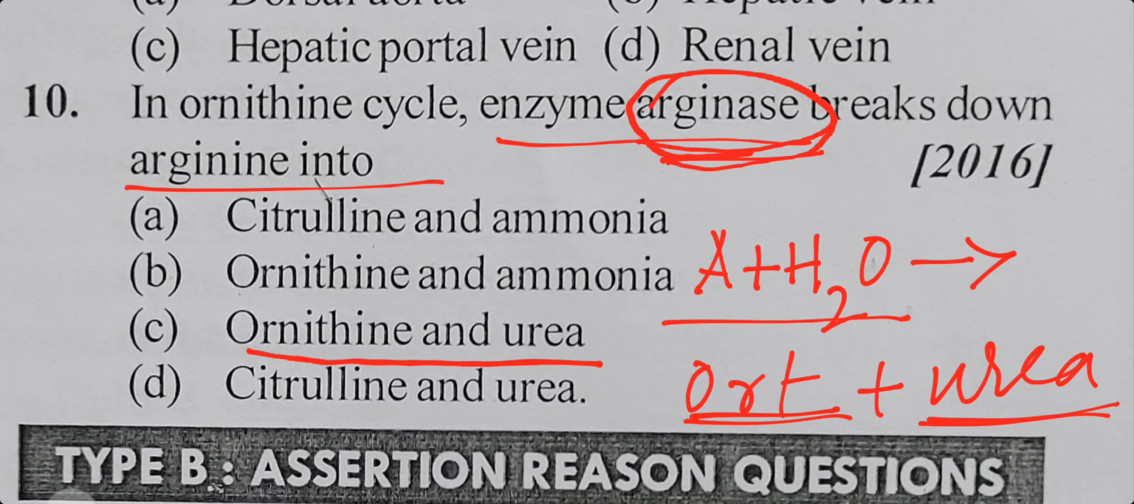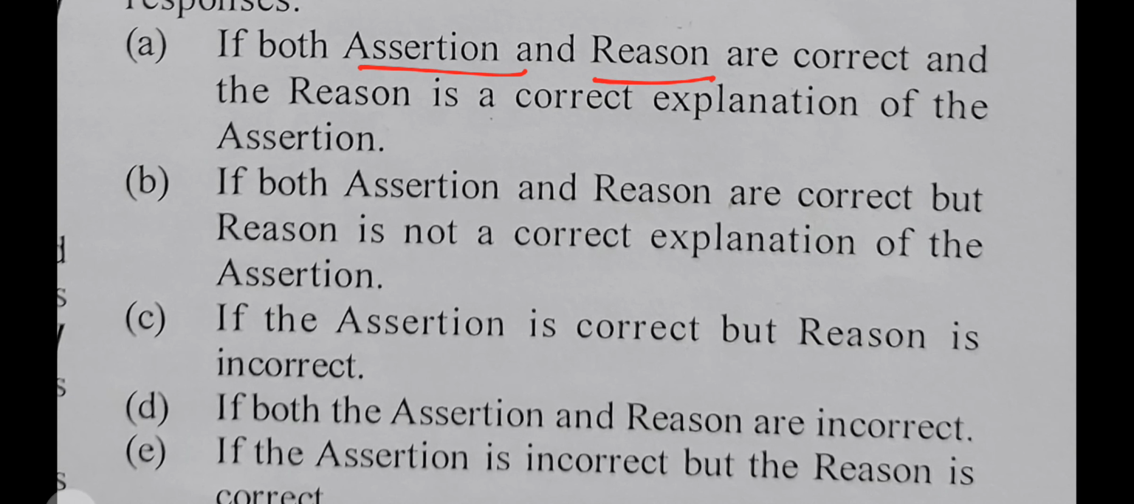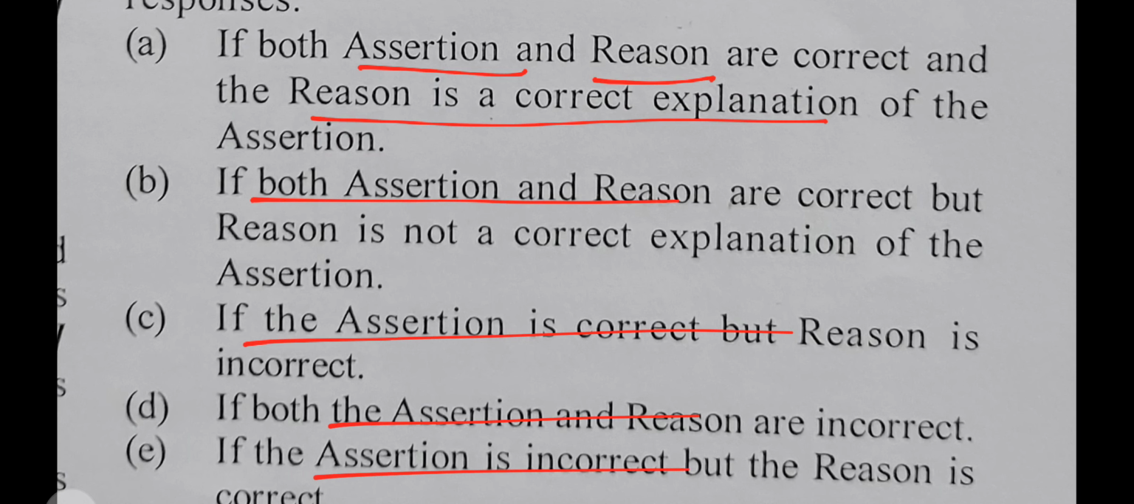And now we'll move to the assertion reason questions. As you already know, there will be 5 options in this kind, where assertion and reason are both correct, and the reason is the correct explanation of the assertion. You have to look at both assertion and reason and decide which of the following is right.